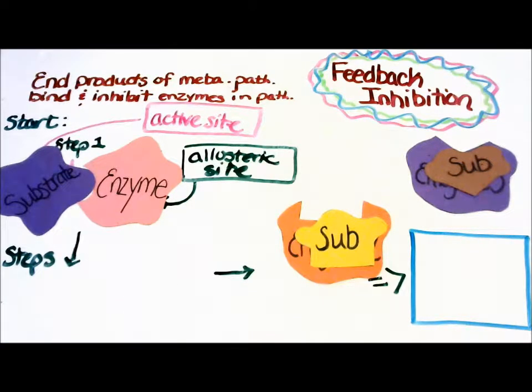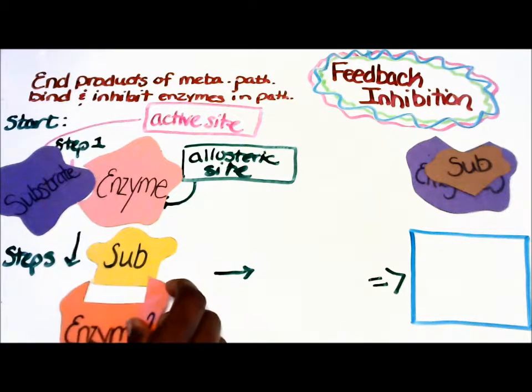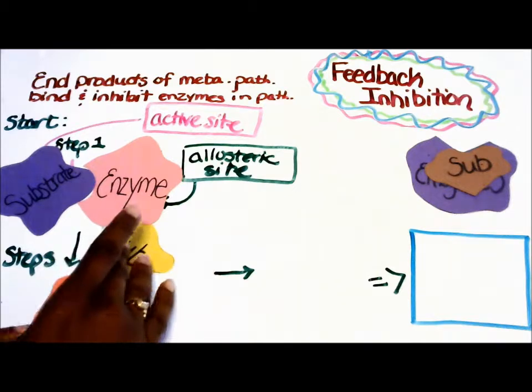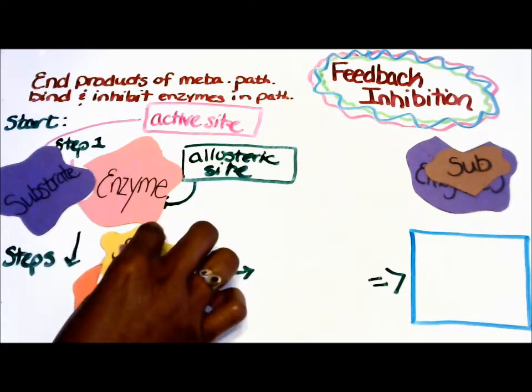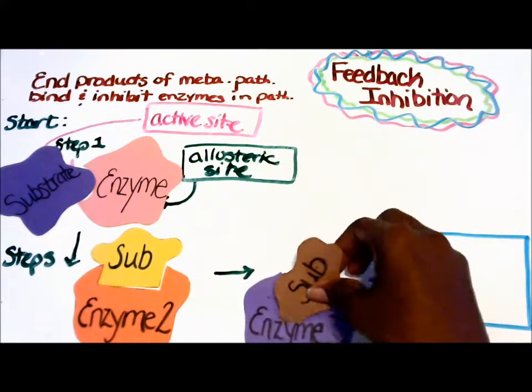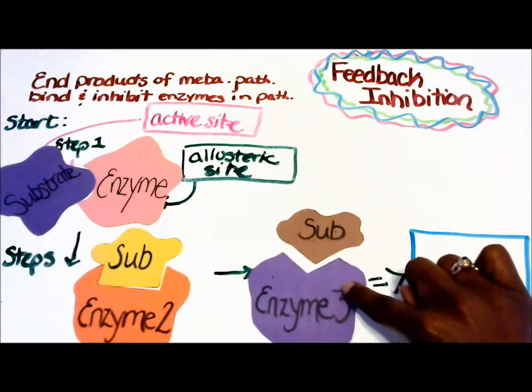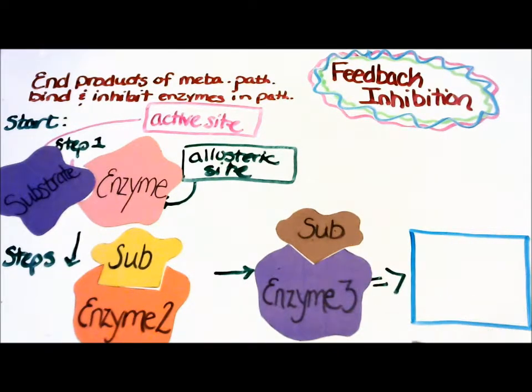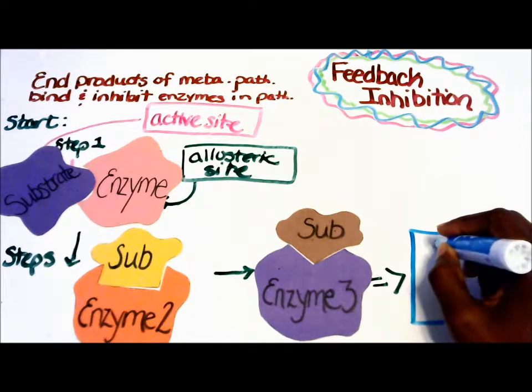So in the next few steps, we have our intermediate and the enzyme that binds to that particular intermediate. We have another intermediate and the enzyme that binds to that intermediate, and there can be 2, 3, 4 intermediates in this process. But for this example, again, we're going to have 2 intermediates. So at the end of this pathway, we have our end result, our end product.